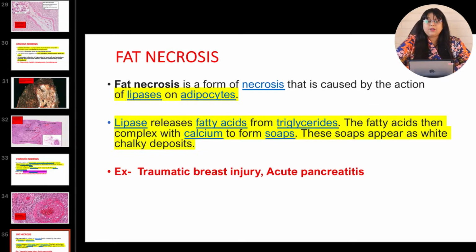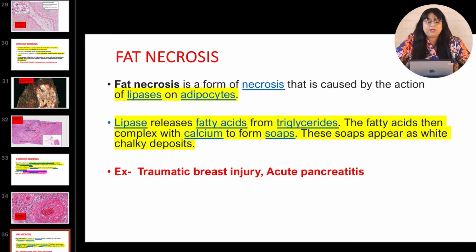And how does the fat necrosis happen? It is because of release of lipases and its action on adipocytes. What will that do? The lipases, when released, cause formation of fatty acids from triglycerides, and these fatty acids combine with calcium to form soaps which appear as white chalky deposits. I will be showing you the gross appearance of fat necrosis in the next slide.